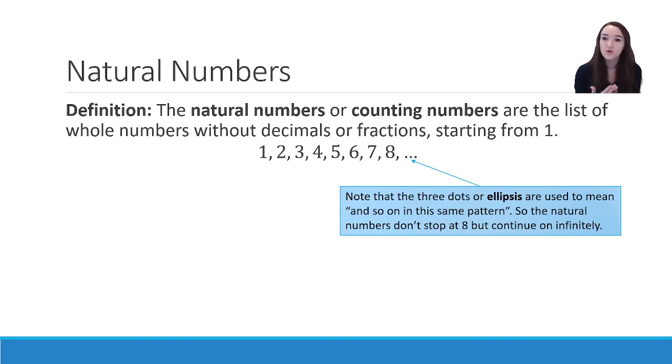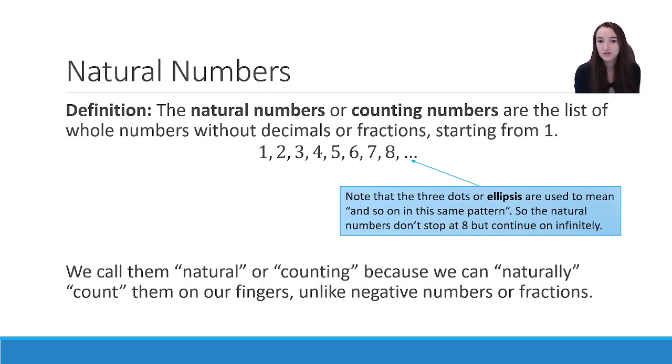First we have the natural numbers. The natural numbers, also known as the counting numbers, are the list of whole numbers without decimals or fractions that start from 1. So 1, 2, 3, 4, 5, 6, 7, 8, and so on. Note that these three dots, known as an ellipsis, are used to mean "and so on" in this same pattern. So the natural numbers don't stop at 8, they just continue on infinitely.